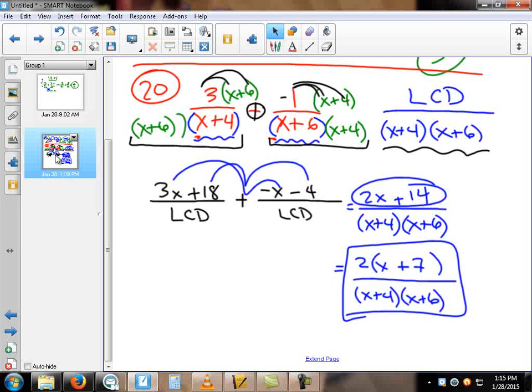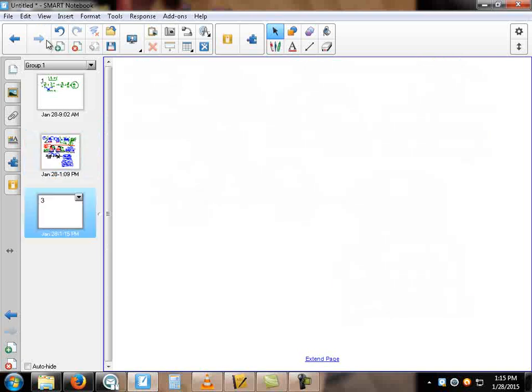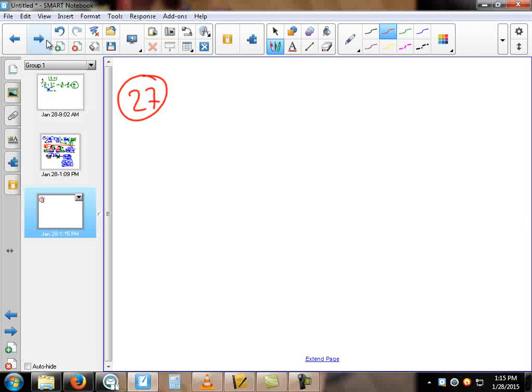Well, let's look at just two more. One that's very similar to what we were just looking at, and one that's a little more complicated. Let's look at number 27. 27 has x over x squared minus 9. Okay, and we are adding x plus 1 over x squared plus 6x plus 9.